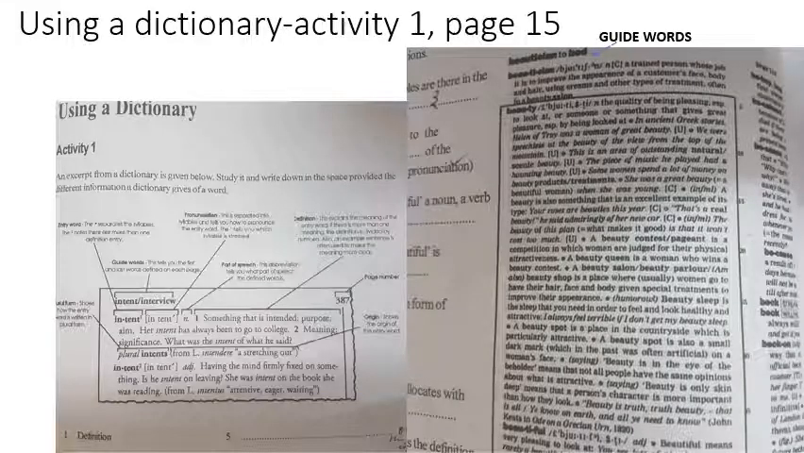The next topic is using a dictionary. So this is activity 1, page 15. I have given you an excerpt from a dictionary. So it contains the meaning of the word intent.